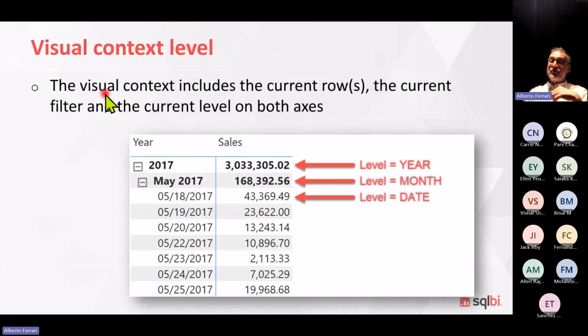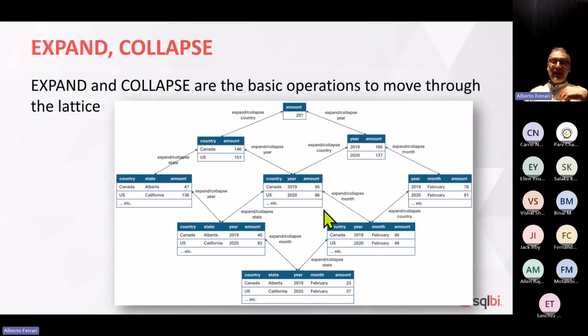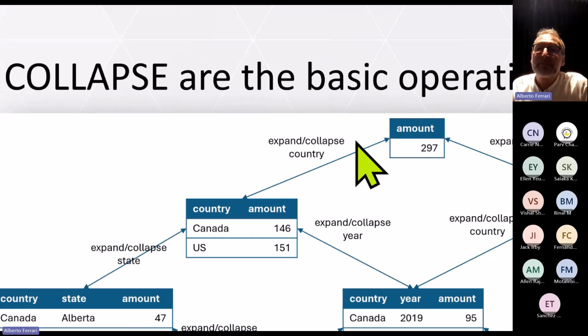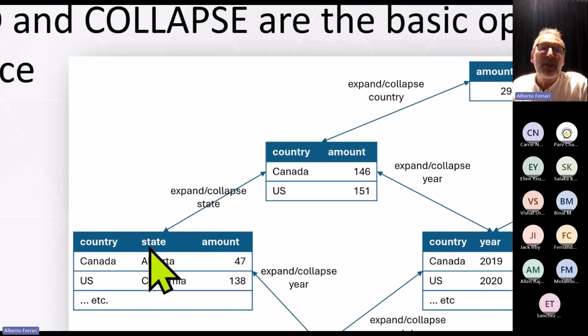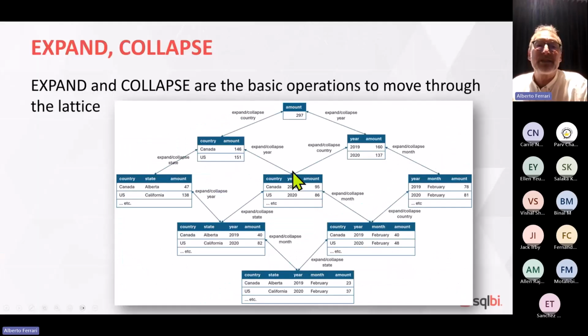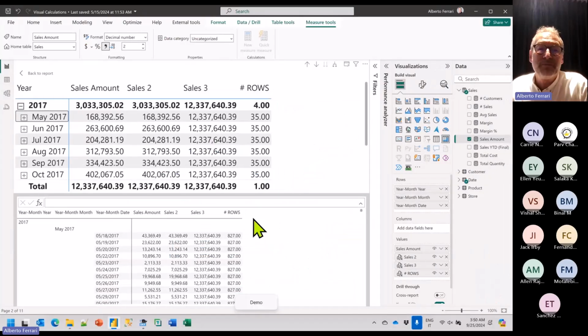The visual context contains the level, we already talked about that, and the operations that you can perform are expand and collapse. From amount, you can expand the country and you go there, and the country is now available. From country, you expand the state and you go there, or if you expand the year you go there. Make sense?